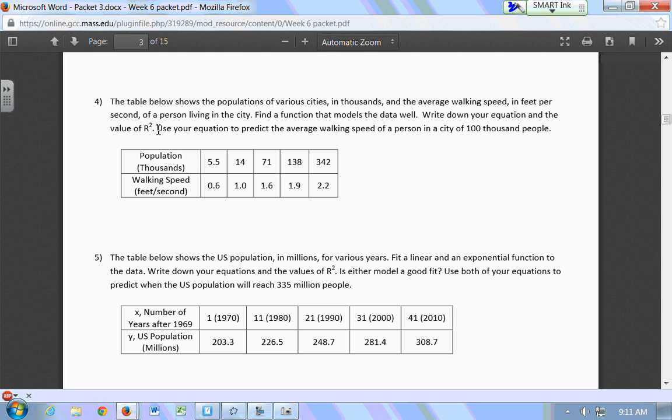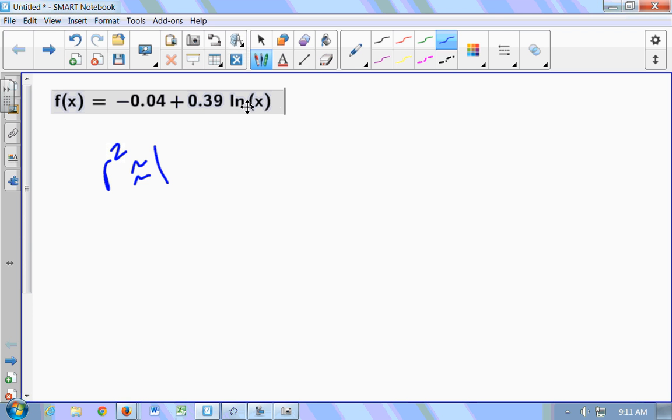All right, so we've got the equation, we've got the value of r squared. We want to use the equation to predict the average walking speed of a person in a city of 100,000 people. So 100,000 people, population size, is that x or y in my equation? X, yeah. So I want to put in 100 for x, because this is being measured in thousands. So I just have to evaluate f of 100.